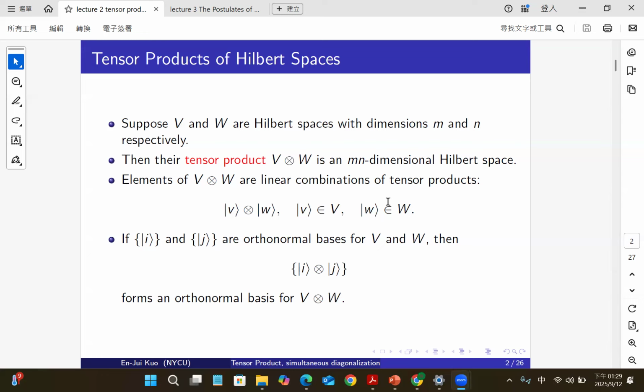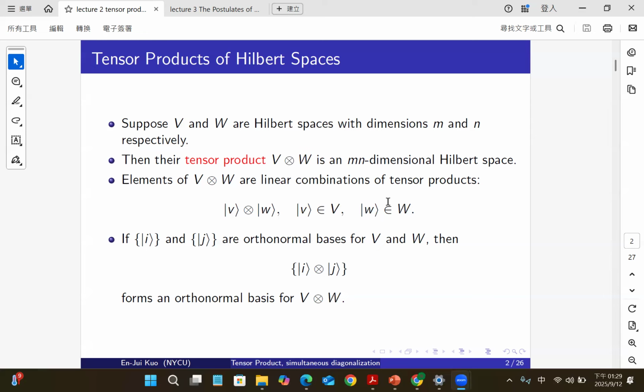If you know this definition, then it gives you the following result. Say you have a basis for V and a basis for W. Then all the elements inside V tensor W can be written as a linear combination of i tensor j. There are various definitions of the tensor product.